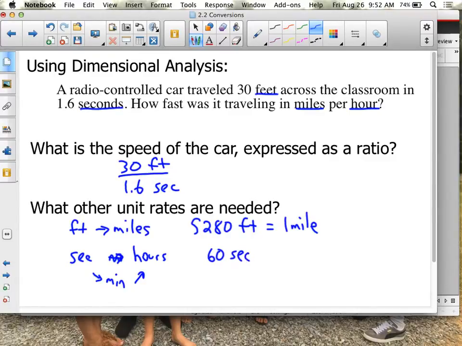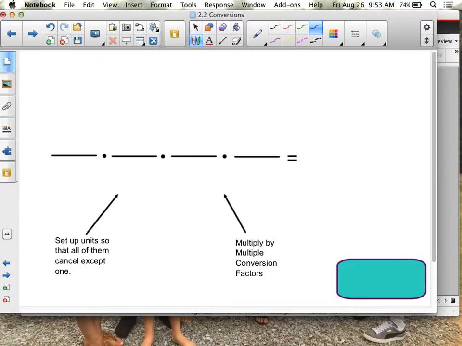So I know that there's 60 seconds in a minute, and I know there's 60 minutes in an hour. So these are my unit rates that I'm going to use. Let me show you how we're going to use them. We're not going to write a proportion. We're going to actually write a product.